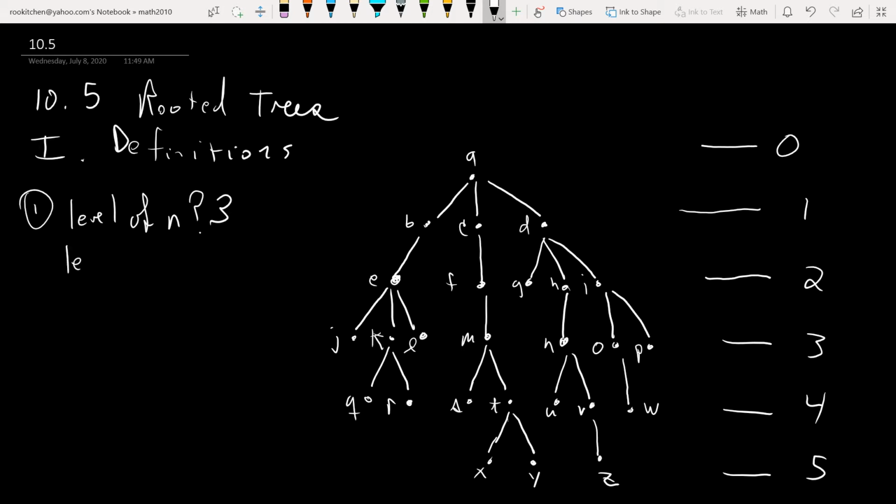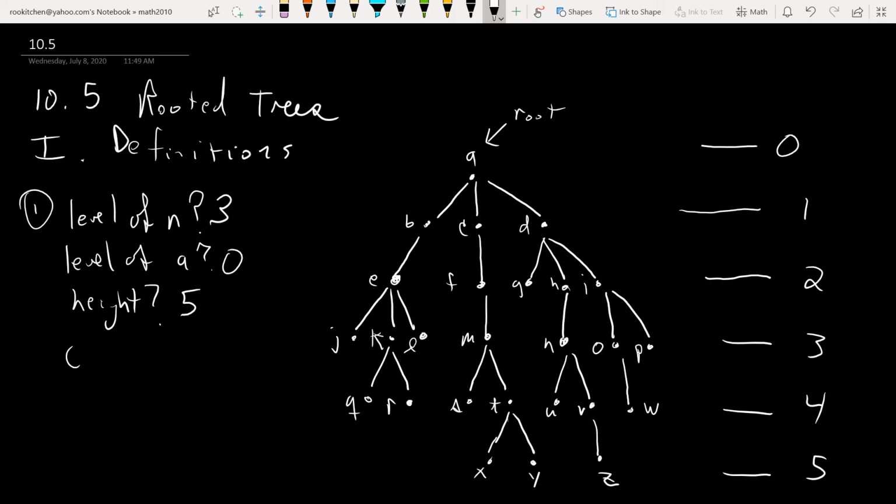Okay. What's the level of A? The level of A is 0. And because of that, it's called the root. Okay, so A is the root. What's its height? The height is the highest level, the maximum of the levels. In this case, it's 5.